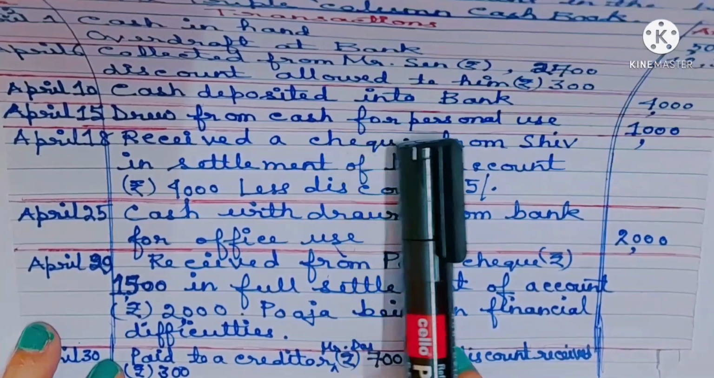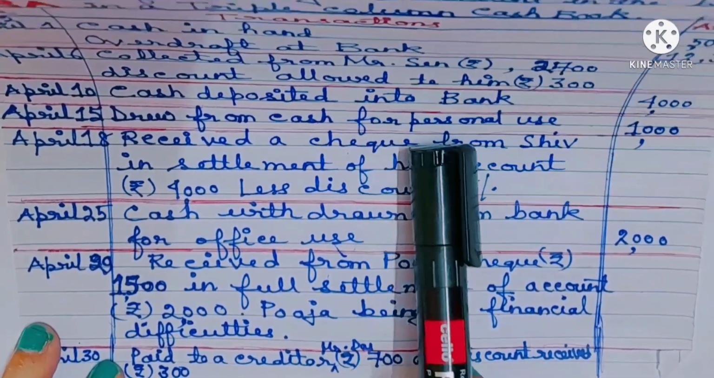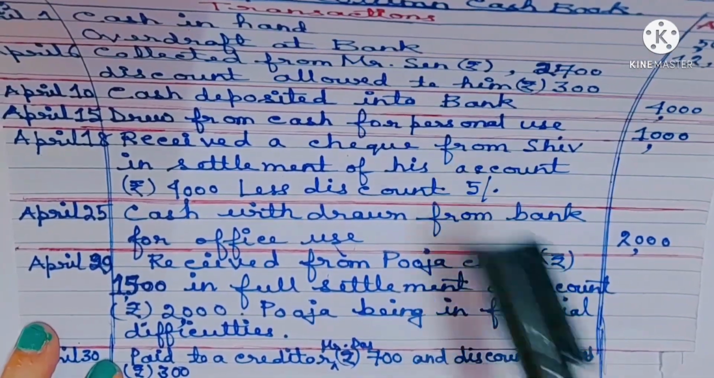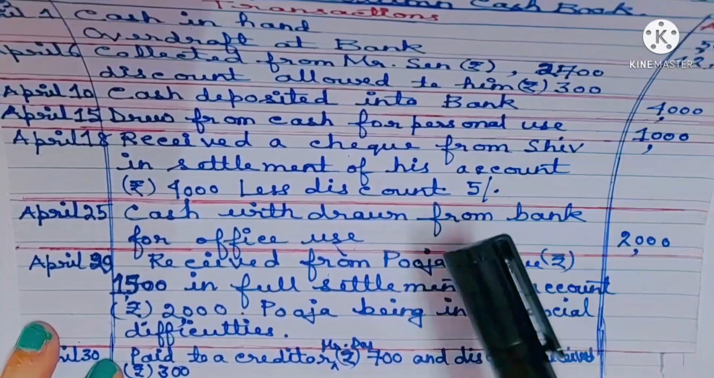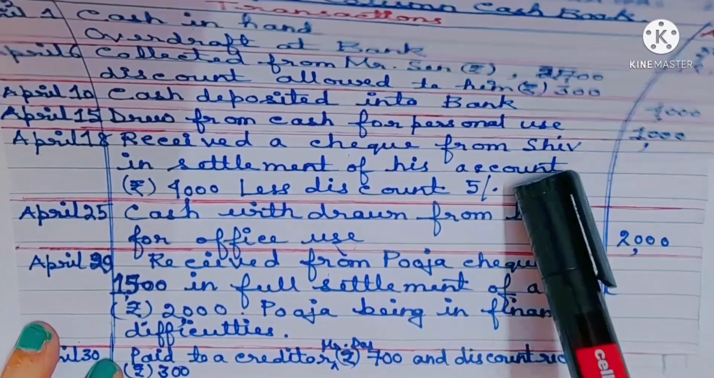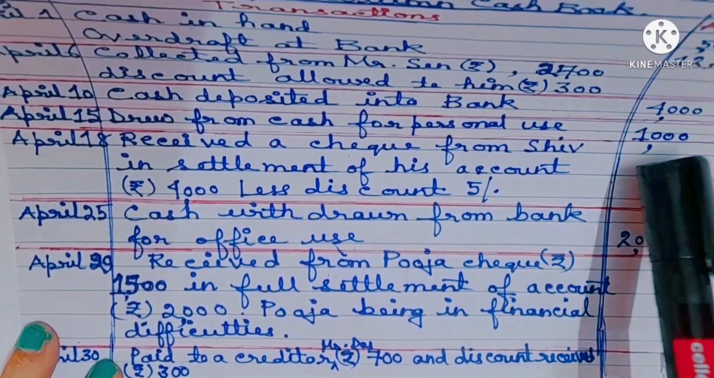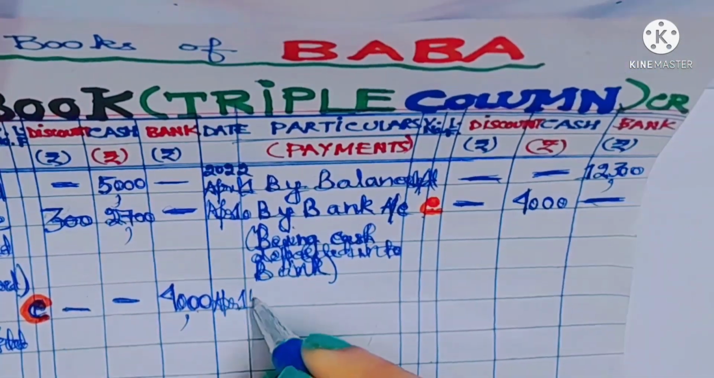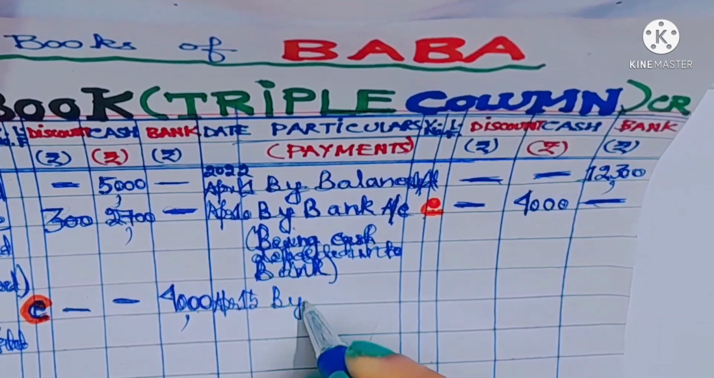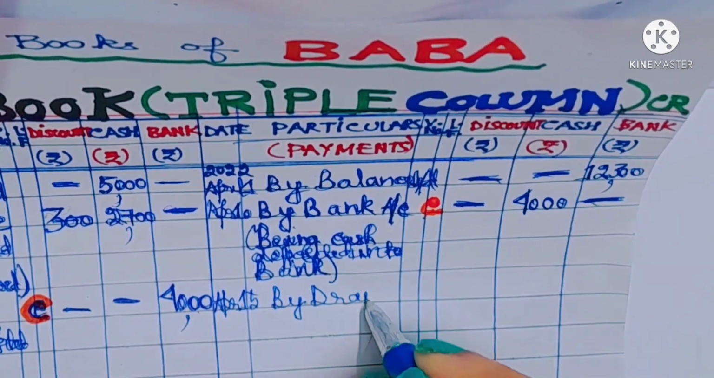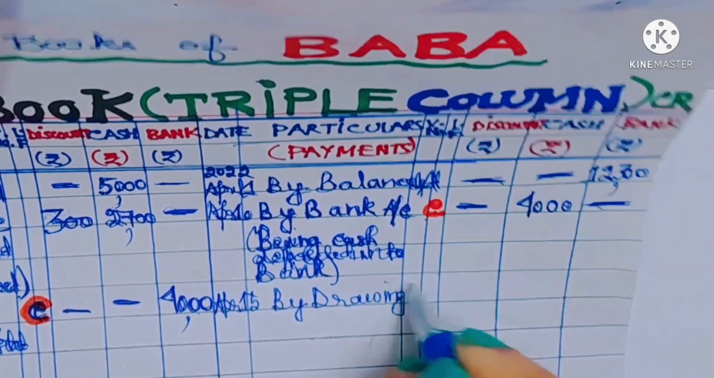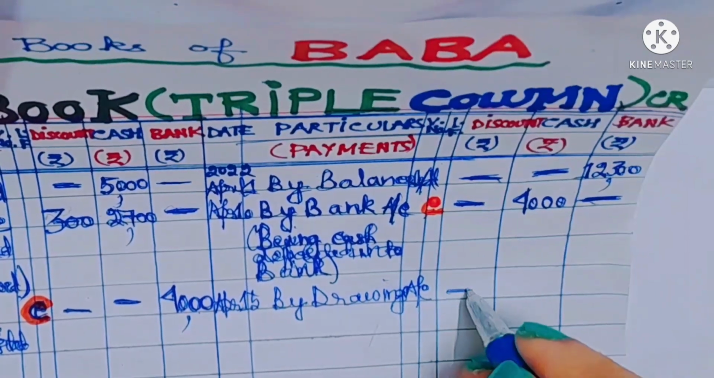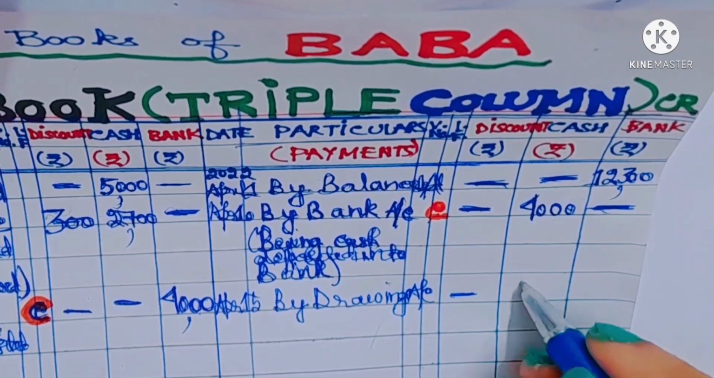What is the position of cash account? Since cash account is on the credit side, drawings account will also be on the credit side. So, we'll have to write by drawings account in the cash book on the credit side in the cash column 1000. Okay? So, let's write. So, on 15th April, by drawings account, in the cash column, how much? 1000.